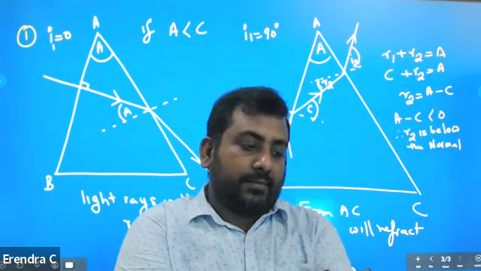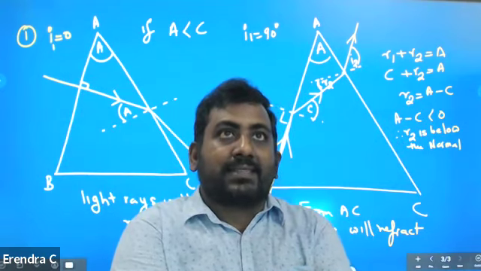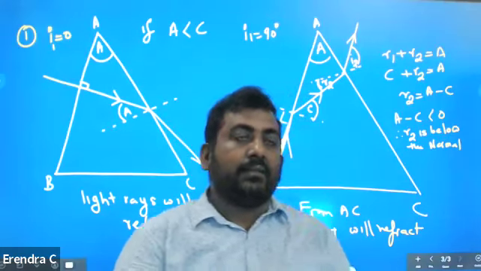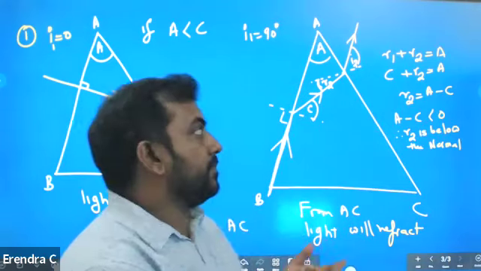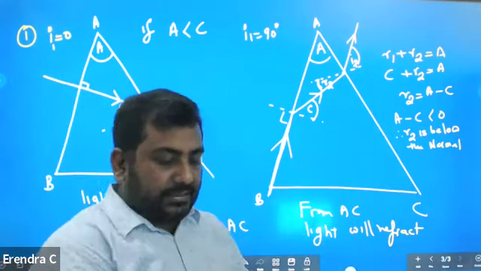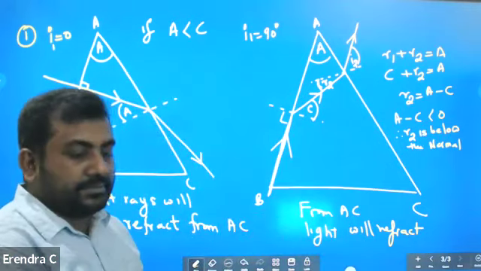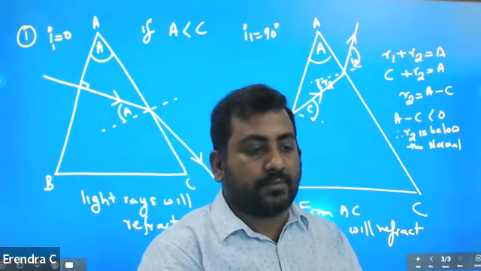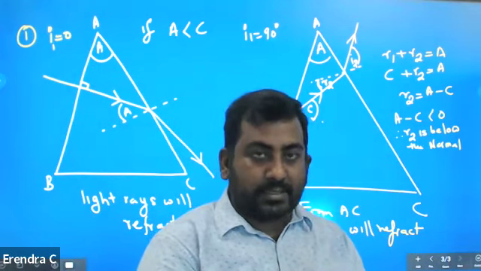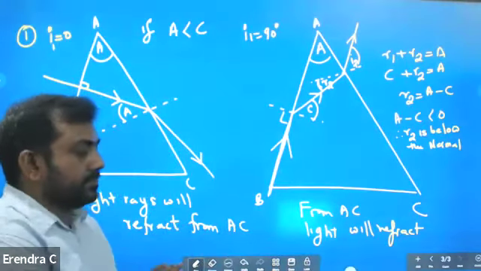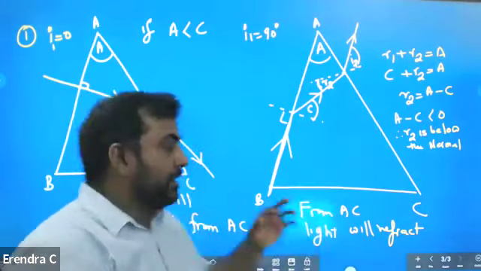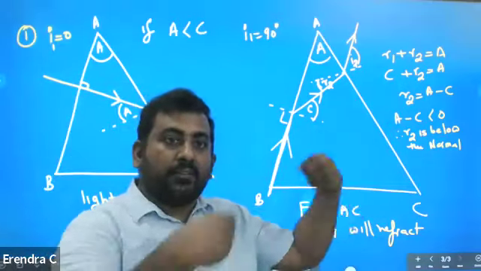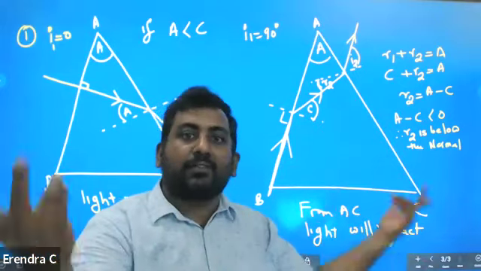Okay. Let's say we can show that when the prism angle is less than the critical angle, for any angle of incidence, light rays will refract from AC. So how do you show for any angle? For I equals 0 it also shows refracting. I equals 90 also refracting. For minimum angle, maximum angle, refracting, any angle refracting.